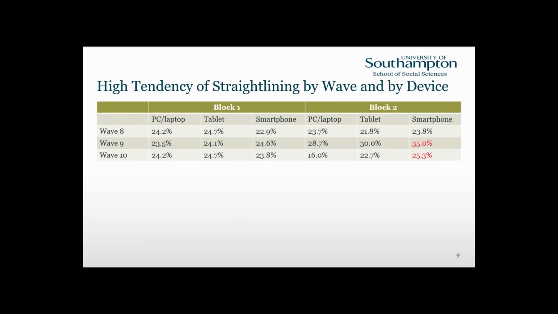So this table presents tendencies of straight lining by wave and by device. So if you look at block one, we can see there are no massive differences by type of device or by wave. But in block two, we can see quite a bit of differences, and especially for smartphone. So you can see that in wave 9, 35% of people were straight lining, those who were using smartphone, and 25.3% in wave 10.